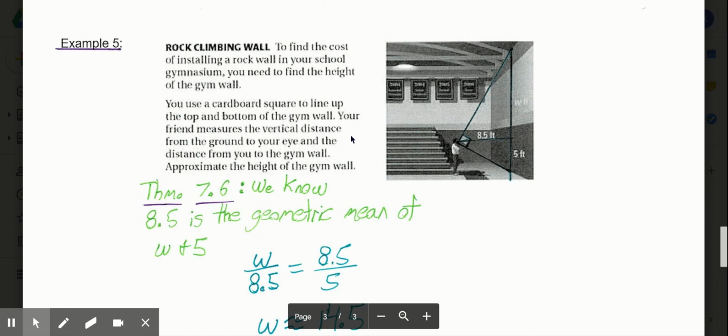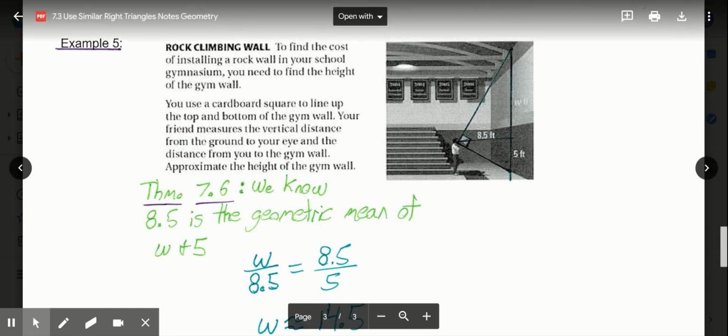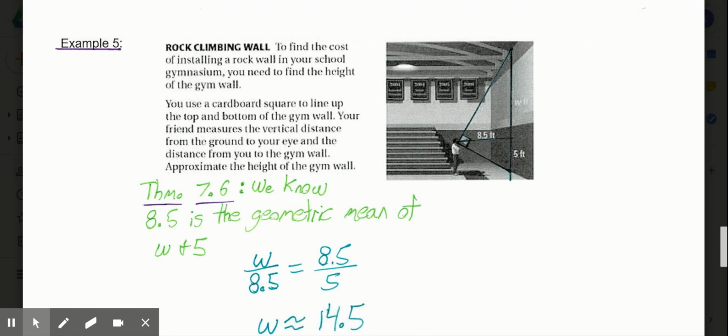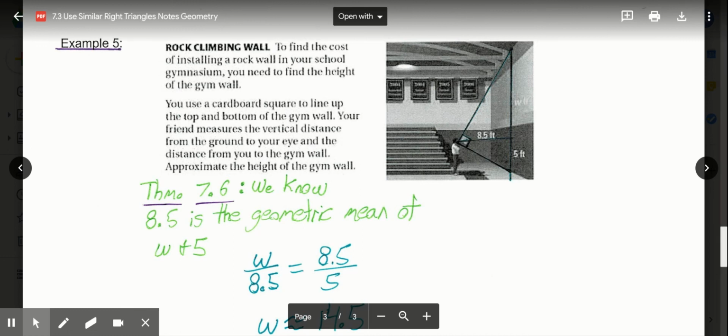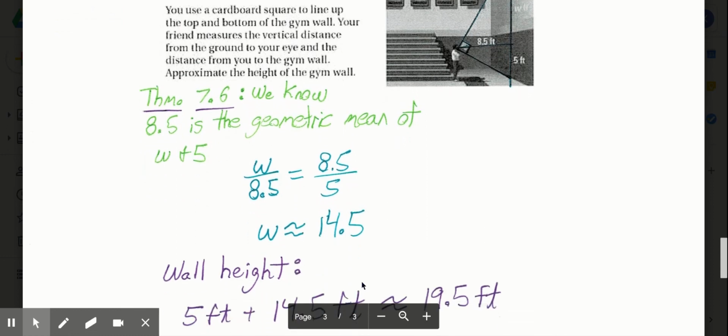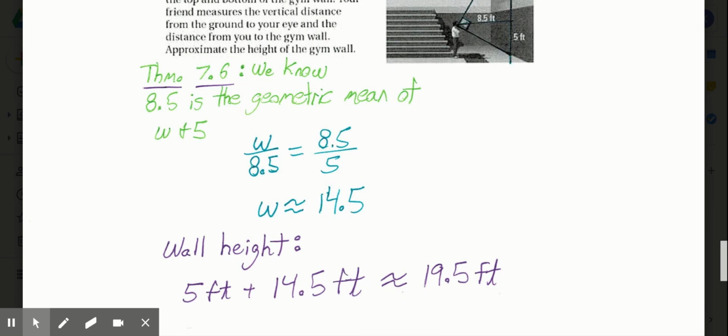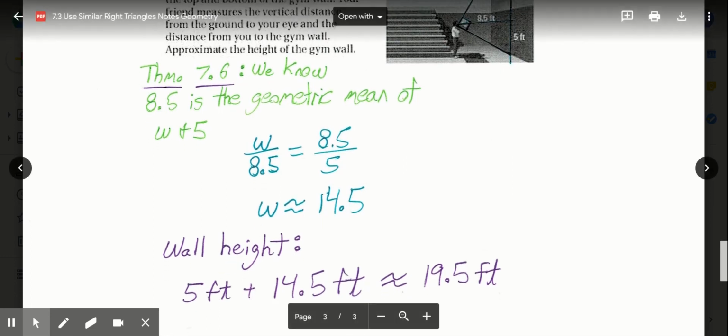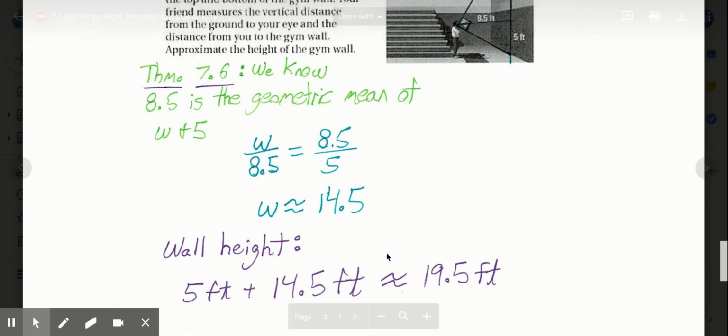So we're going to use theorem 7.6, and we know that 8.5 is the geometric mean of this part W and 5, because this 8.5 is our altitude, and as theorem 7.6, the geometric mean for the altitude tells us, it's the altitude of the two segments on the hypotenuse. So our setup in this case would be W over 8.5 equals 8.5 over 5. What we want to do then is cross multiply and divide, and W is approximately 14.5. So the height of our wall, we have to take the 5 feet we already knew, plus the 14.5 feet, and that gives us an approximate height of 19.5 feet.